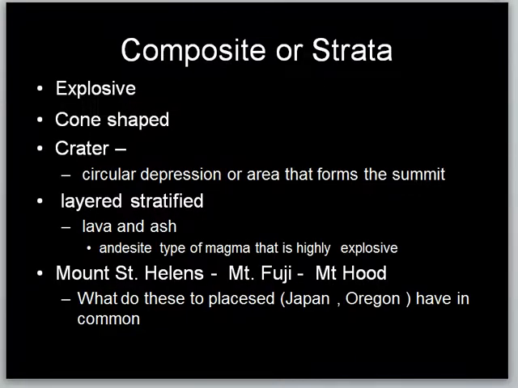Composite or stratovolcanoes are also explosive. They're conical shape. They have a much more developed crater. And they have pyroclastic material too, but they also interlayer that with lava flows. So you have very explosive andesitic magma, lots of ash, lots of lava, as I said. So you see that with Mount St. Helens, Mount Fuji, Mount Hood.